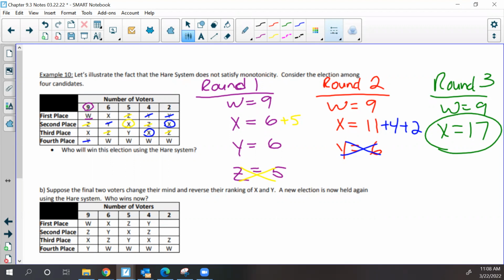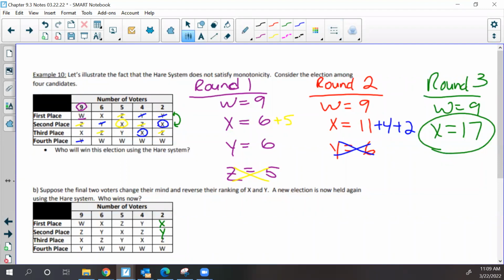But this is where the Hare system fails. We're going to change this. This is the same preference ballot, preference schedule. The only thing I'm going to change is the order of my candidates here. Instead of number 2 voting for Y first and X second, he's going to vote X first and Y second. That's the only change. This is two voters voting differently. In a scenario that, you know, candidate W had more votes. Look what happens here. This is what's crazy.